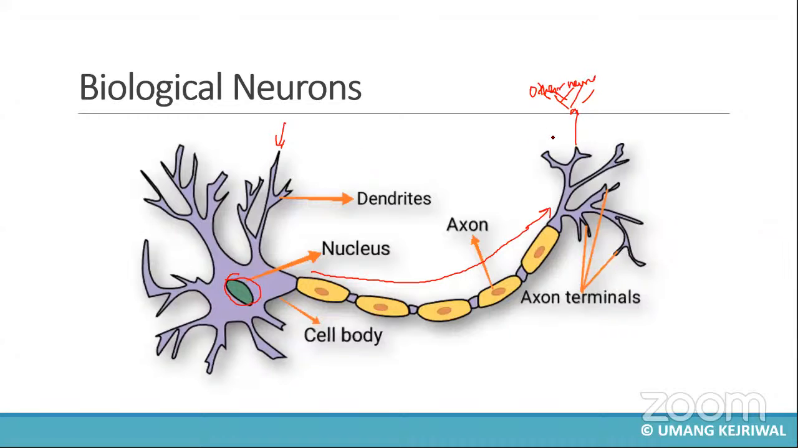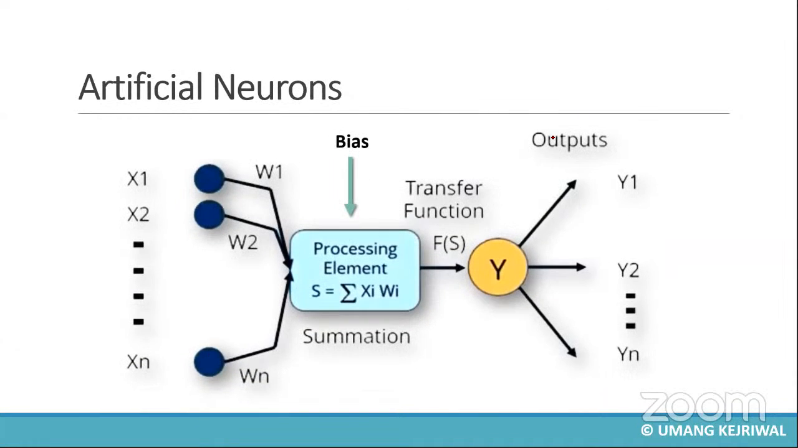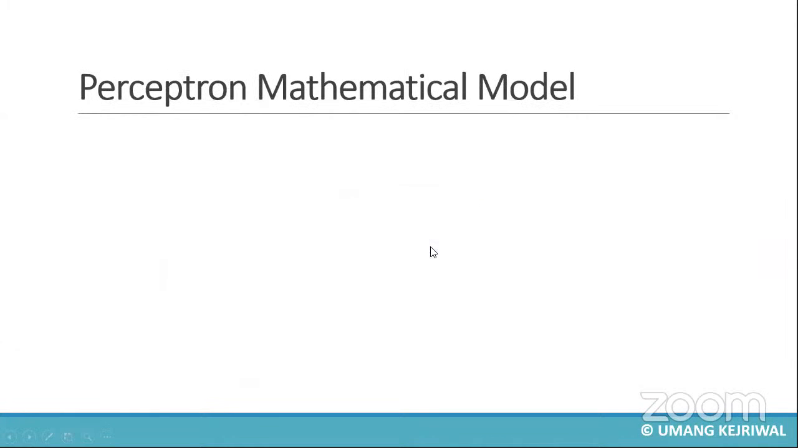Okay. Now let's discuss about the artificial neuron. The concept will be the same. This is the block diagram for the artificial neuron. Now let me explain this on the whiteboard. That will be better for you. I'll give a simple example to explain this.